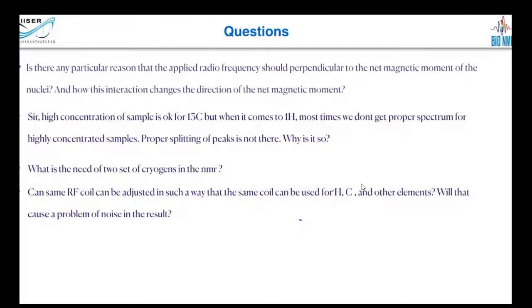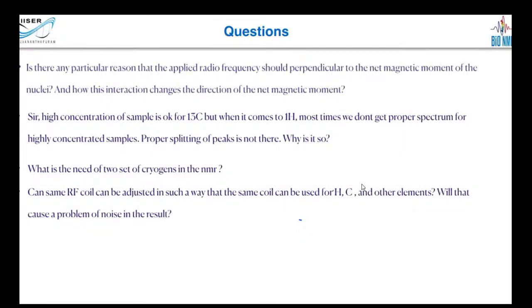If you have such an efficient capacitance, then it is possible to do it, but it is not possible. Also, we would like to detect on proton. We would rather not detect on carbon because the gyromagnetic ratio of proton is higher. So pulsing together on proton and carbon will not be possible for a single coil.